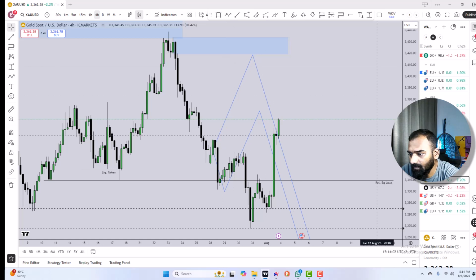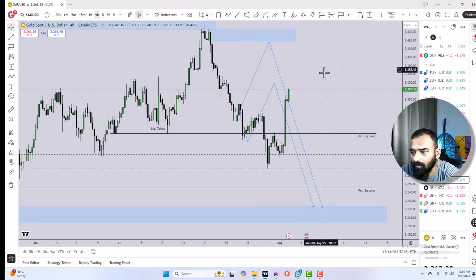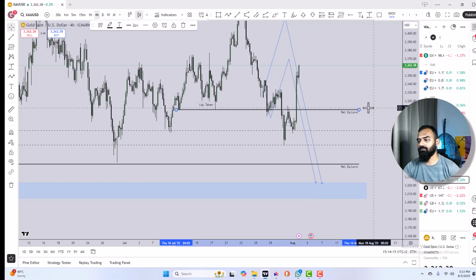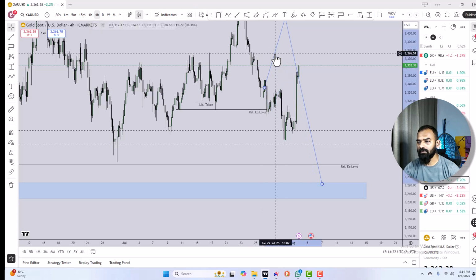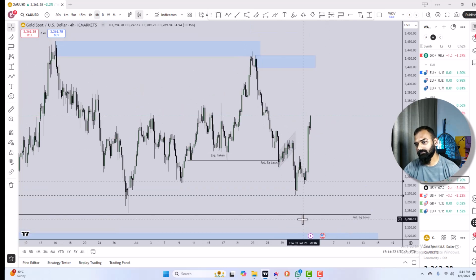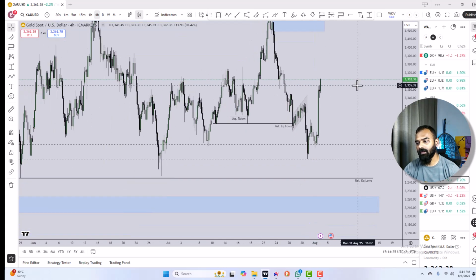Gold. So on 4 hours, gold has not completed its task. It came back, it came down. Gold came down, took this liquidity, made this build up. Made this particular build up. And then it started to go back up.